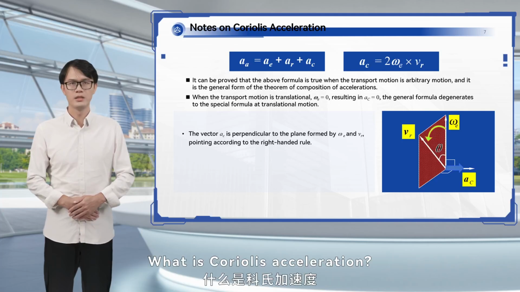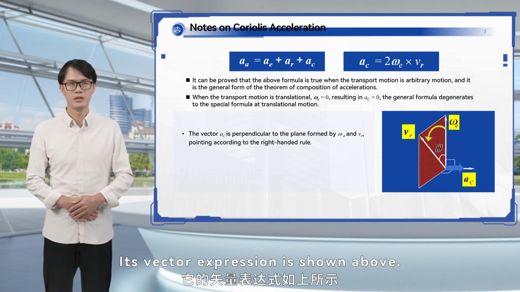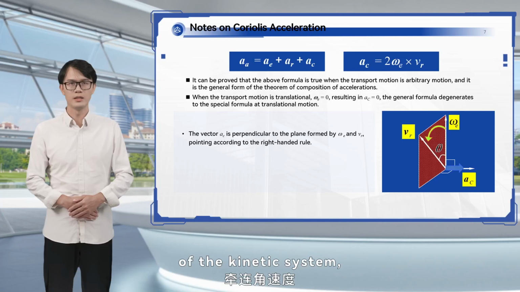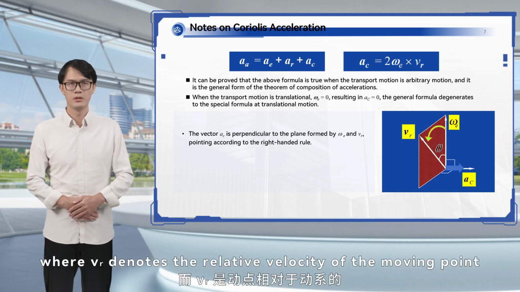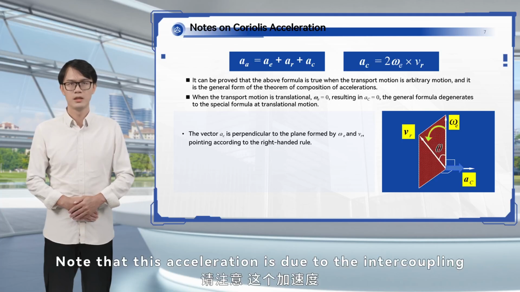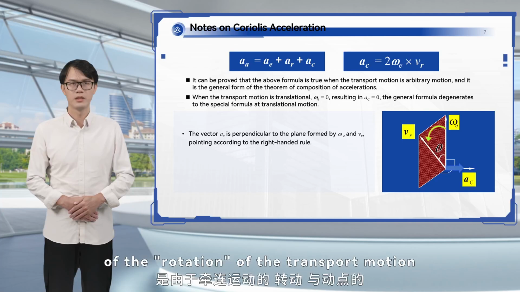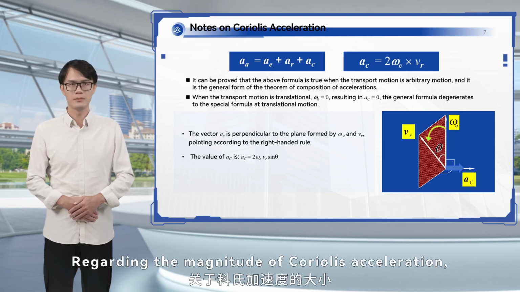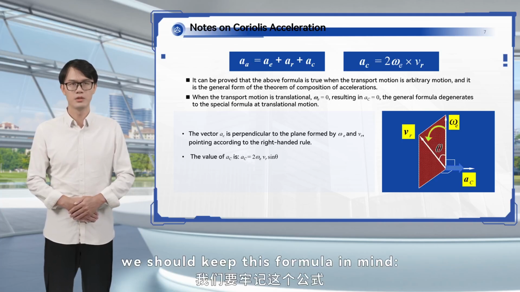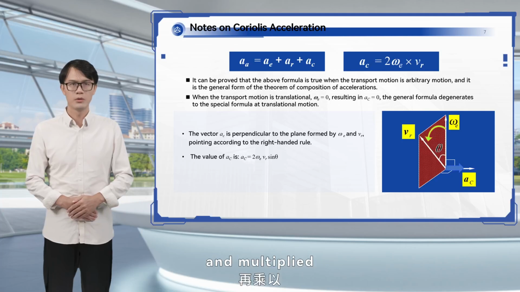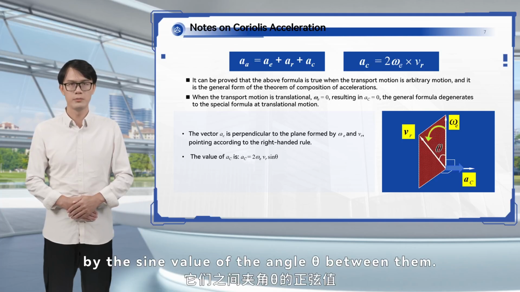What is Coriolis acceleration? Its vector expression is shown above. The vector omega_e here is the transport angular velocity of the moving frame, where vector v_r denotes the relative velocity of the moving point with respect to the moving frame. Note that this acceleration is due to the intercoupling of the rotation of the transport motion with the relative motion of the moving point. Regarding the magnitude of Coriolis acceleration, we should keep this formula in mind: a_C equals 2 times the transport angular velocity multiplied by the relative velocity and multiplied by the sine of the angle theta between them.